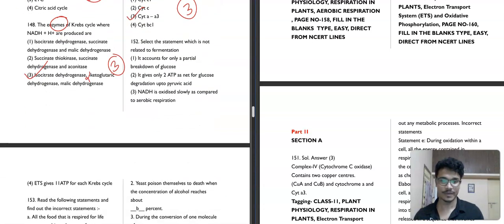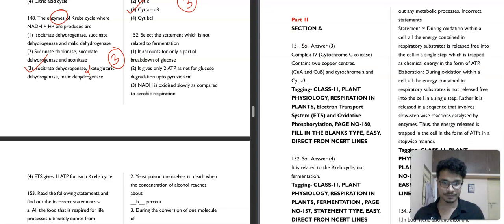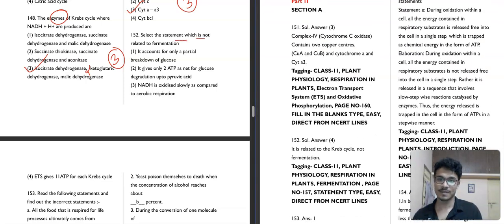And question number 152. It is saying select the statement which is not related to fermentation. It accounts only for a partial breakdown of glucose. Correct. It gives only 2 ATP as the net gain from glucose degradation to pyruvic acid. Correct. NADH is oxidized thoroughly as compared to aerobic respiration. Correct. For fermentation, ETS gives 11 ATP for each Krebs cycle. Not correct. So the fourth option is not correct. It is related to Krebs cycle, not fermentation.